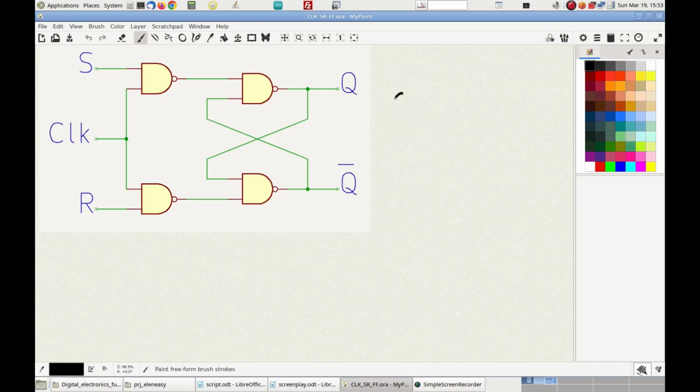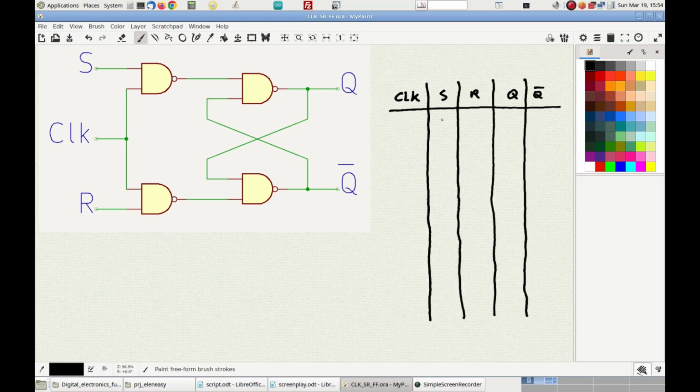This time we are going to use 3 columns for the inputs, the clock itself, the S and the R. And we are also going to visualize both Q and not Q. We have 4 possibilities for S and R: 0,0, 0,1, 1,0 and 1,1, and they will repeat for the values 0 and 1 of the clock.